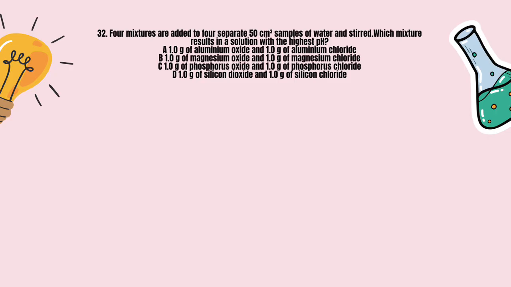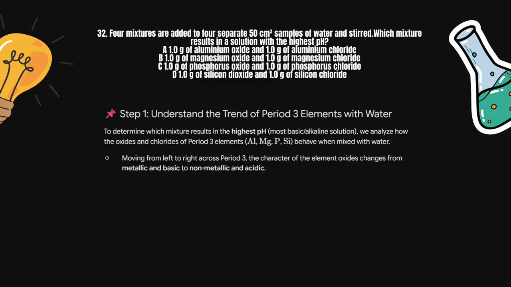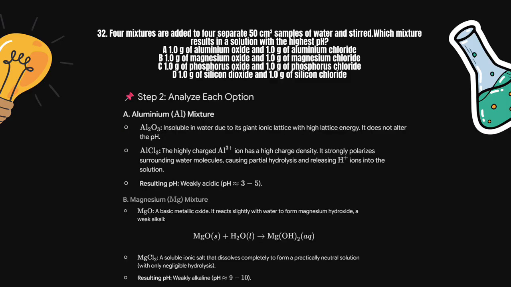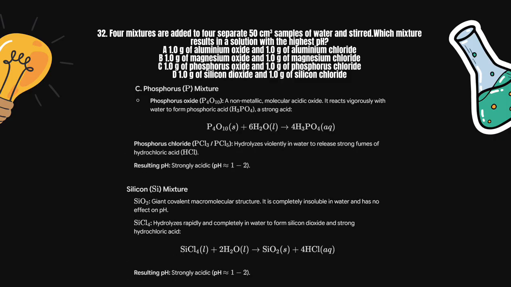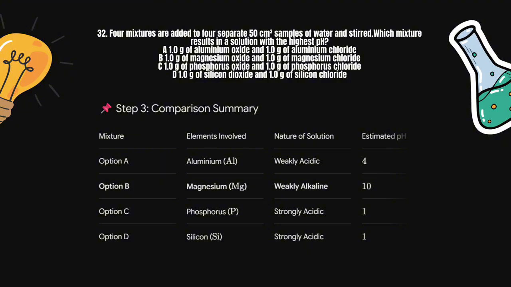And then for number 32, it's asking which mixture results in a solution with the highest pH. Step 1, you have to understand the trend of period 3 elements with water. And then you analyze each option. And after that, you will get the results. It's like this summary. And then we get the answer, it's B.